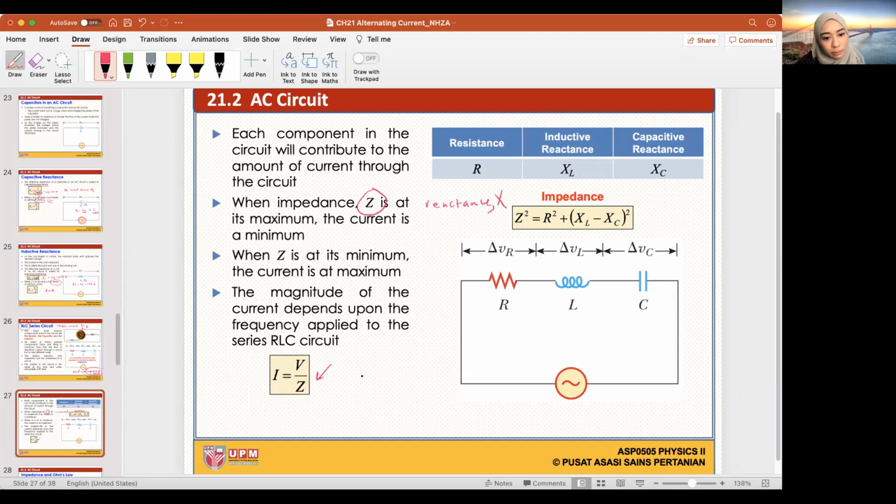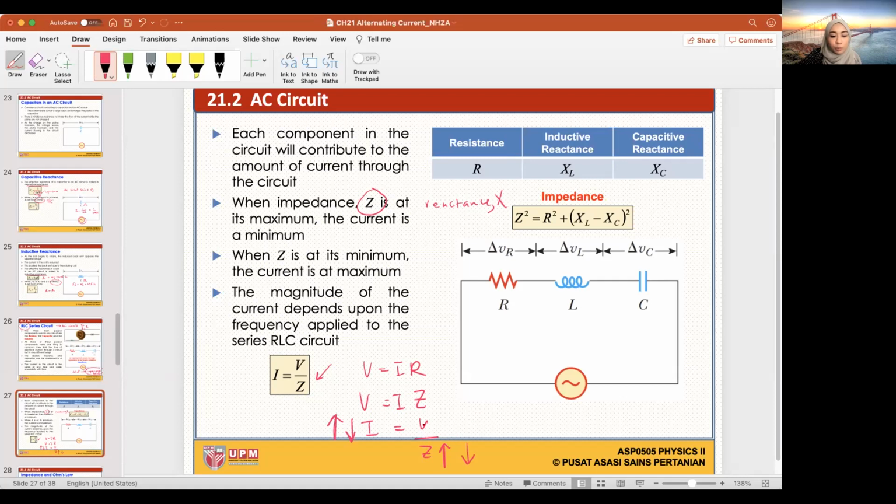This looks like Ohm's law, but it's not. Ohm's law is V equals IR. We don't have R anymore, we have impedance, so this becomes V equals IZ. If I wanted to know what is my I, I just rearrange this equation. So I equals V over Z. If my Z is maximum, my I will become minimum. If my Z is minimum, my I will become maximum. It's the other way around.